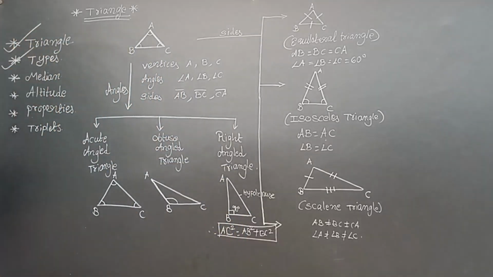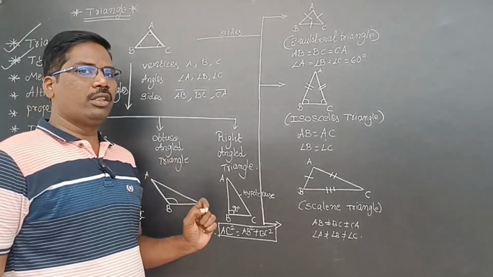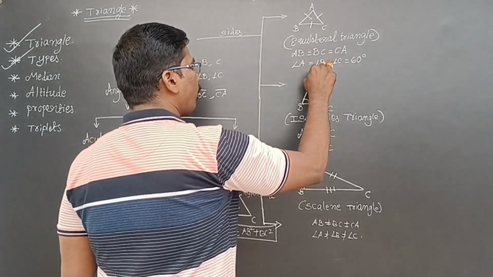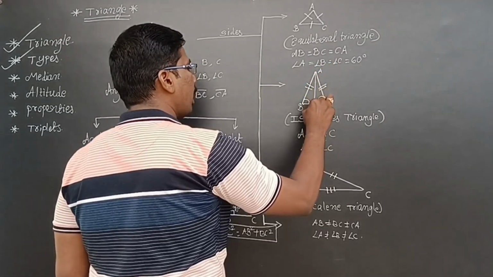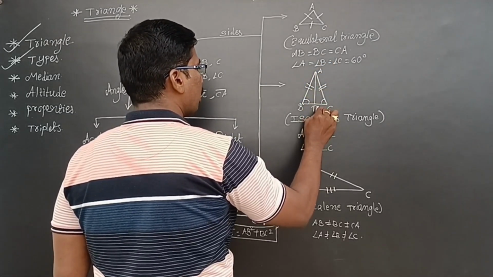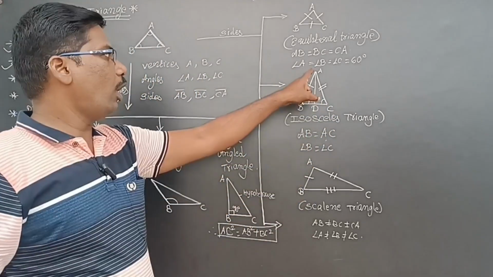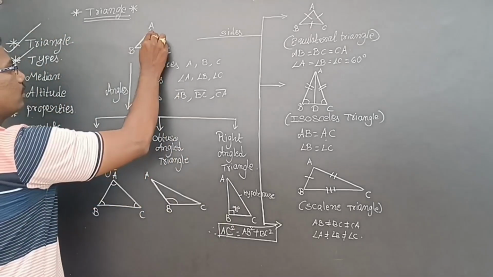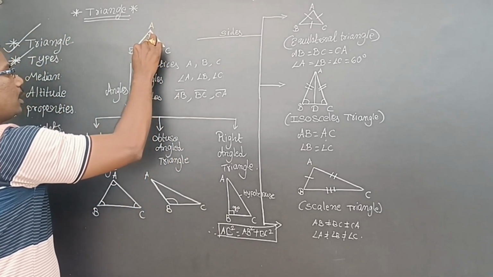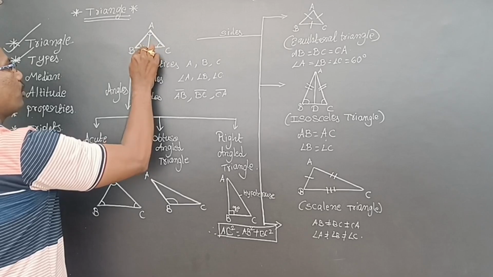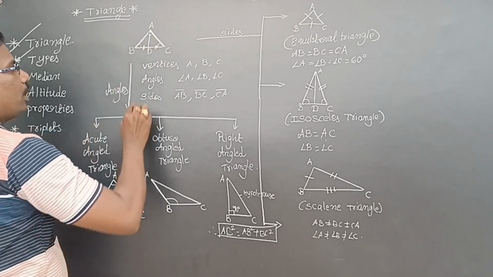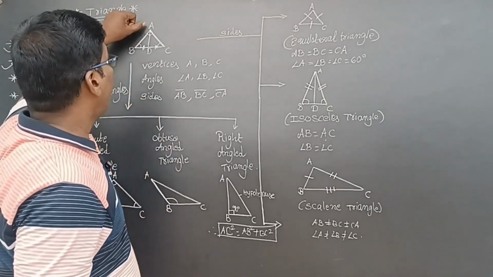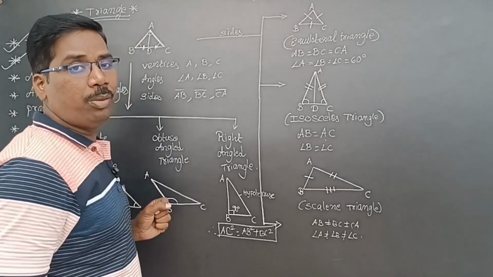Types completed. Next, median. What is median? Median means a line segment which is drawn from vertex to midpoint of the opposite side. See in this triangle, what I have drawn, AD, that is called median. These two sides are equal. This is one median, a line segment drawn from vertex to midpoint of the opposite side.